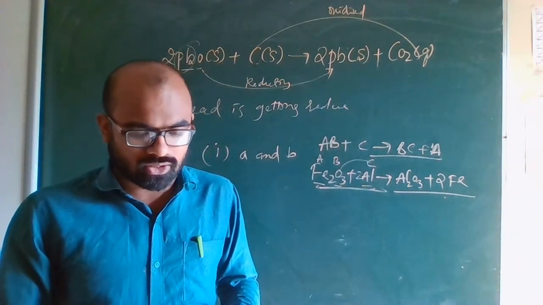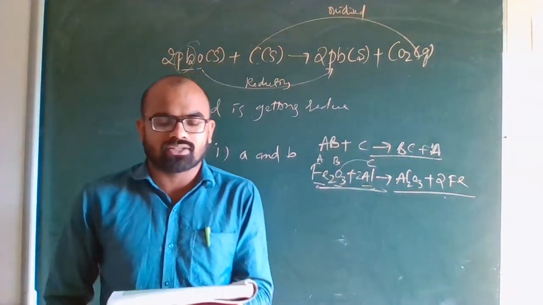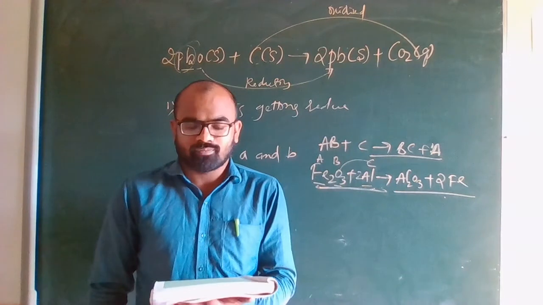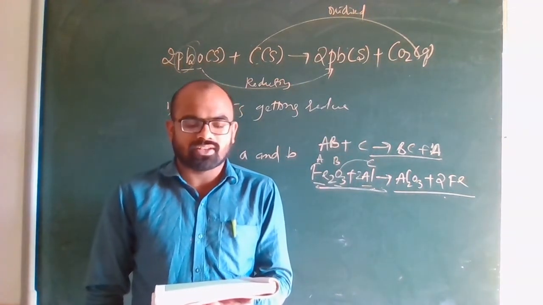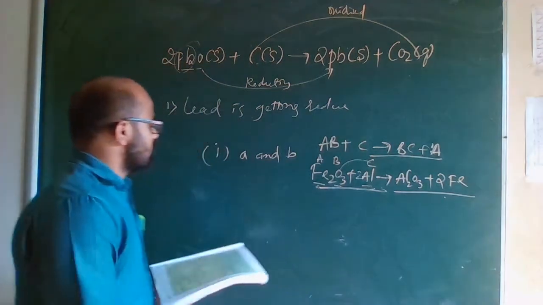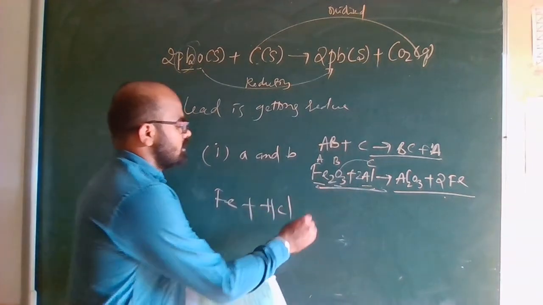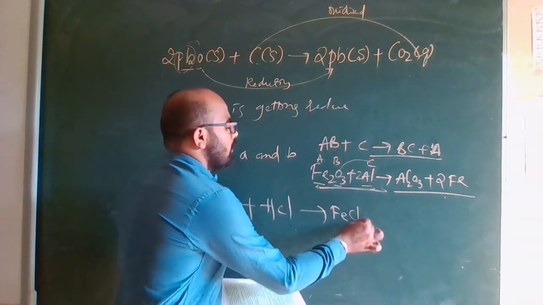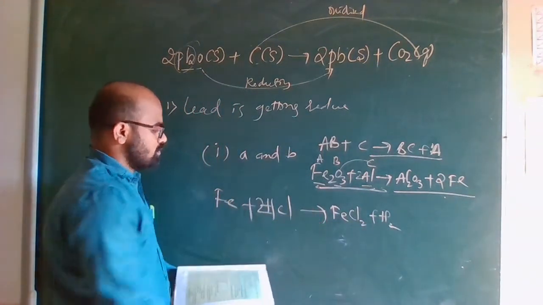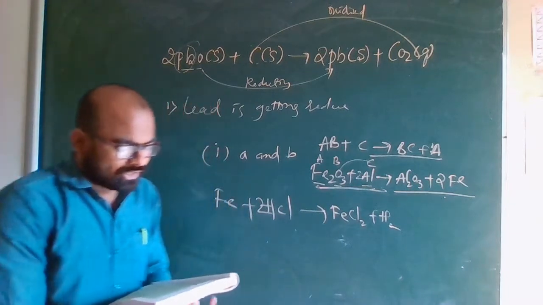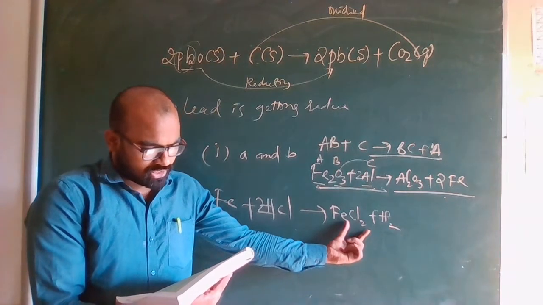Shall we move to the third question? Yes. What happens when dilute hydrochloric acid is added to iron filings? Tick the correct answer. Okay, iron filings Fe and HCl. So Fe will become FeCl2 plus H2, with 2HCl. This is the reaction. See here, hydrogen gas and iron chloride are produced, correct?